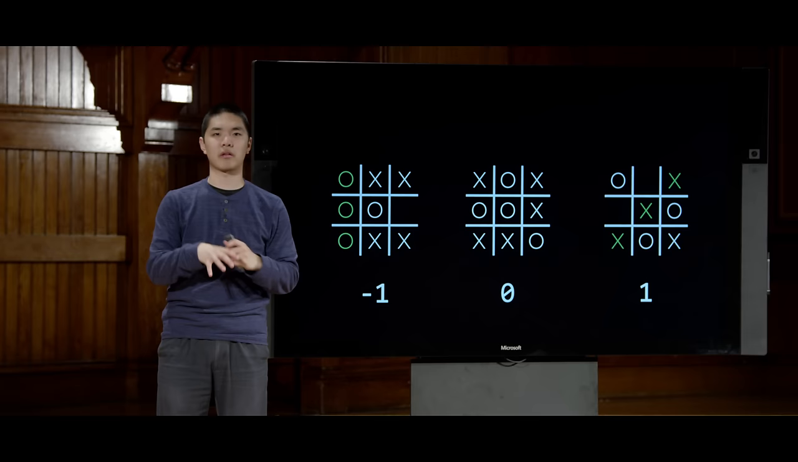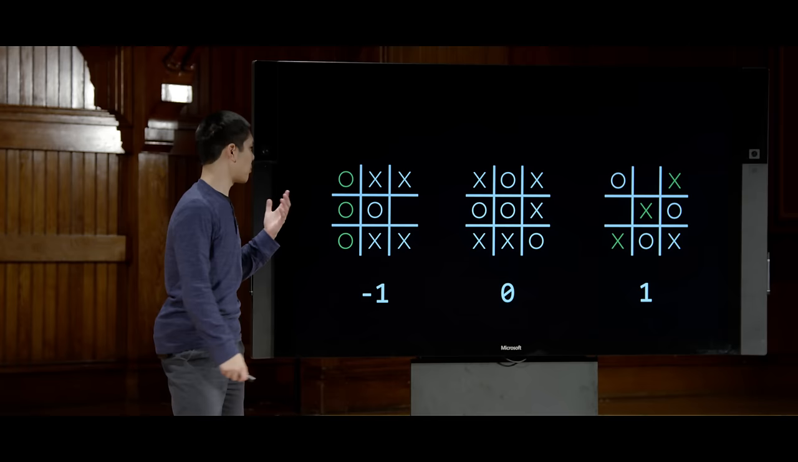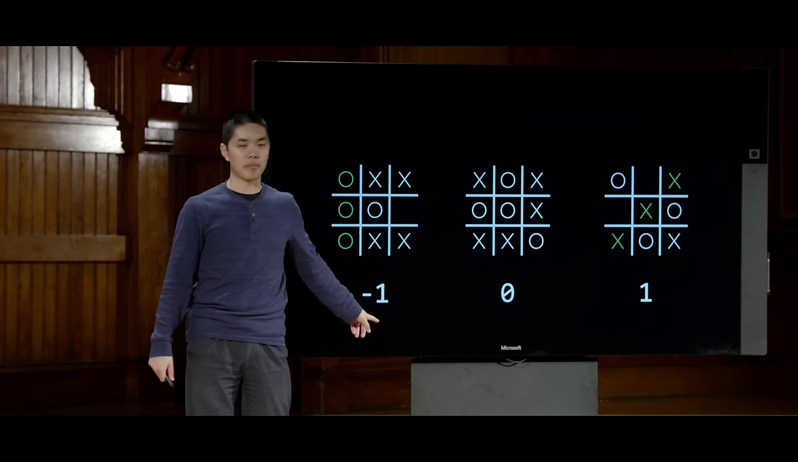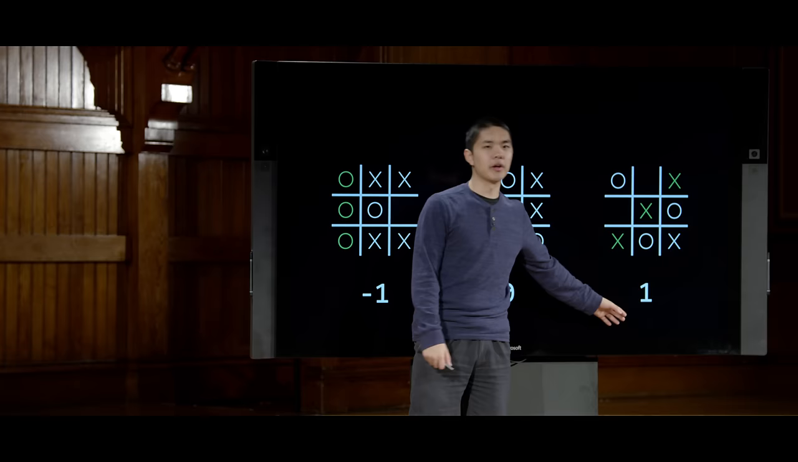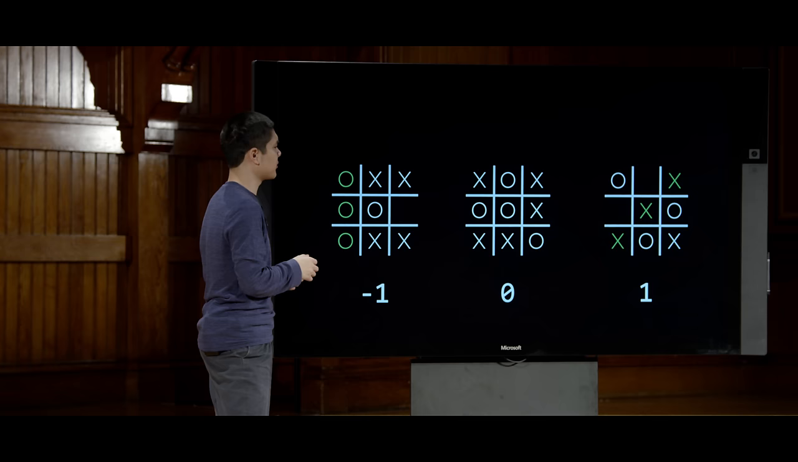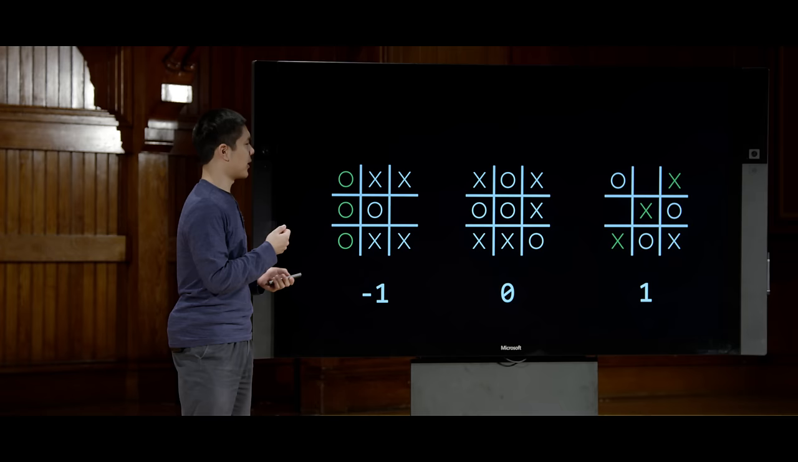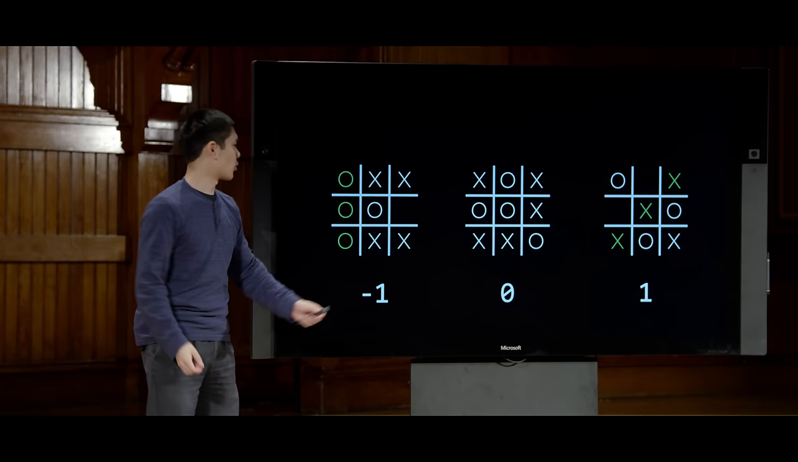And for now, let's go ahead and assign each of these possible outcomes a different value. We'll say O winning, that'll have a value of -1. Nobody winning, that'll have a value of 0. And X winning, that will have a value of 1. So we've just assigned numbers to each of these three possible outcomes. And now we have two players, the X player and the O player. We're going to call the X player the max player, and we'll call the O player the min player.